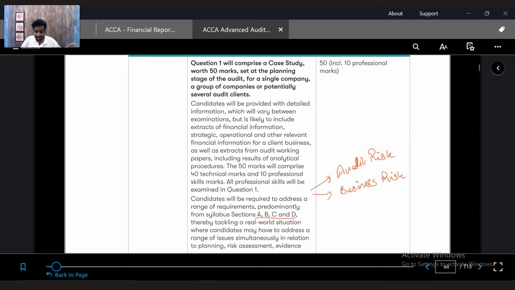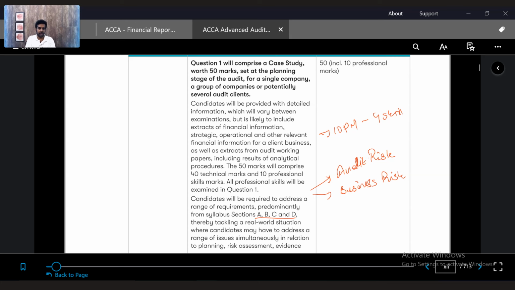There are up to 10 professional marks. So 10 professional marks, I'll put it as PM. 10 professional marks will be available for question 1, and these will be assessed through 4 professional skills of yours. And what are the professional skills? We'll learn in a minute or so, but this is how you're going to approach it.